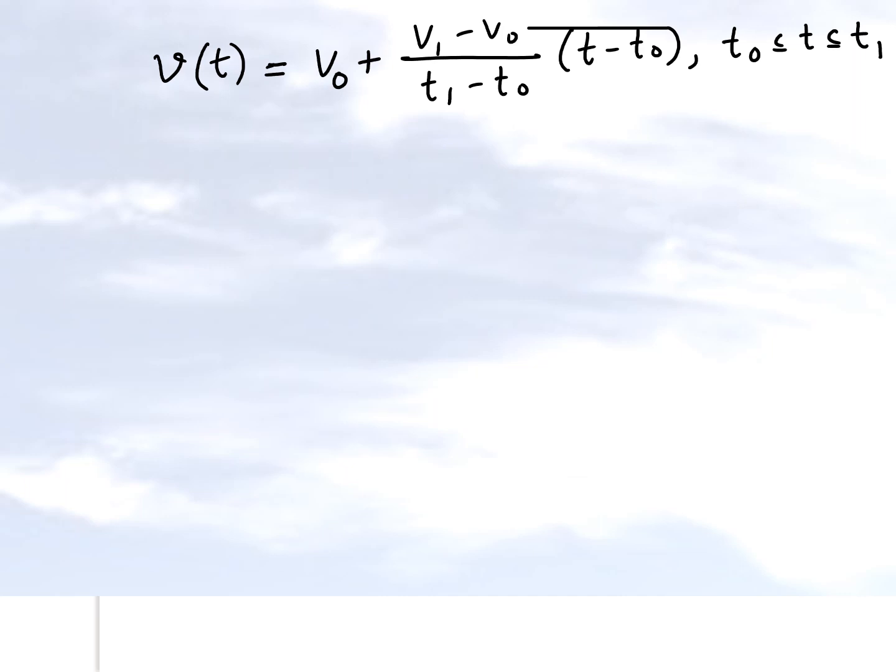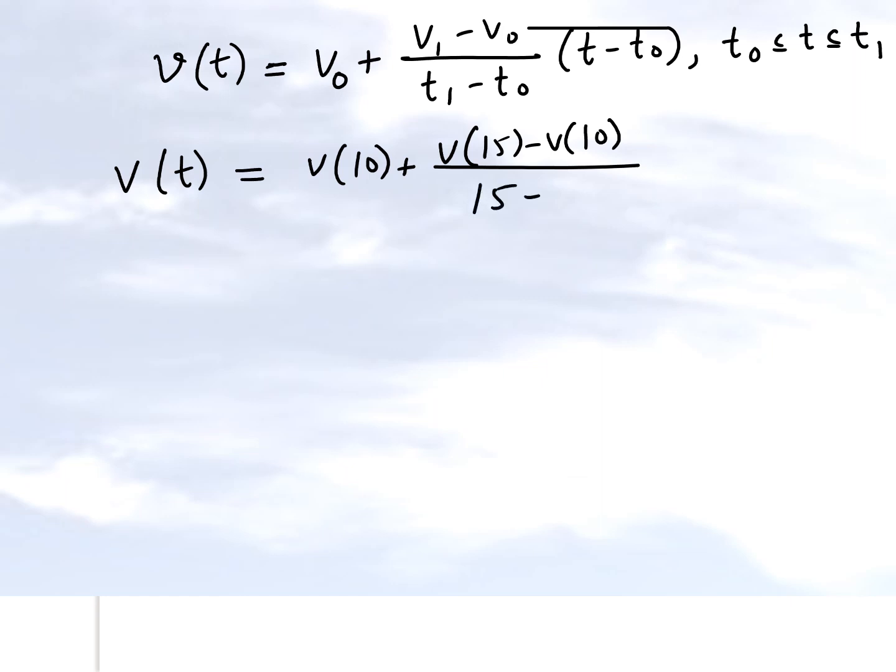So now we want to find the velocity between 10 and 15 seconds, so as to be able to find the velocity at 11. So the velocity expression will be given as velocity at 10 plus the velocity at 15 minus the velocity at 10, divided by 15 minus 10, times t minus 10. So your t0 is 10, t1 is 15 in this case. And this particular velocity profile will be valid between 10 and 15 in the time domain.